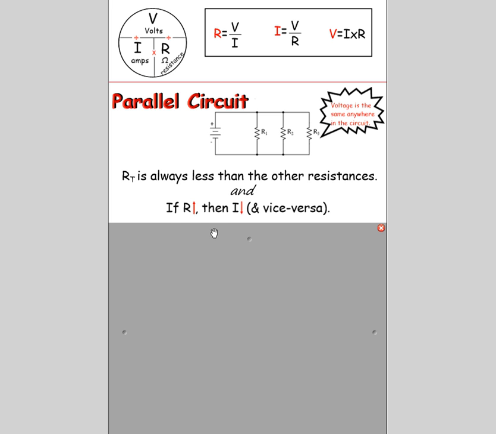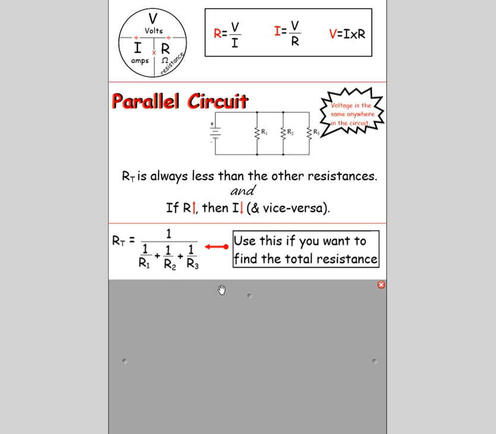But in short, the total resistance is given by this formula, and this formula says that total resistance is 1 over RT equals 1 over R1 plus 1 over R2 plus 1 over R3 and however many resistors. So if you only have 2, you leave this part out, and if you have 5, you'd put 1 over R4 plus 1 over R5. Use this one if you're trying to find total resistance.